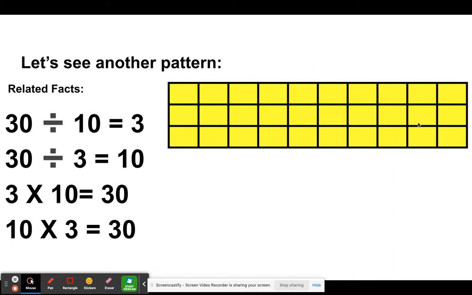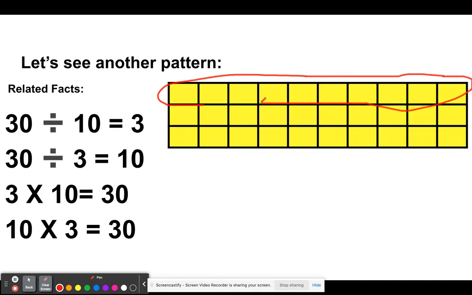Now, what would happen if I wanted to divide 30 by 3? Let's see what our related fact, what our quotient is. So I'm going to divide it into 3 groups instead, using my rows here, since I have 3 rows. There's the second one and the third one.